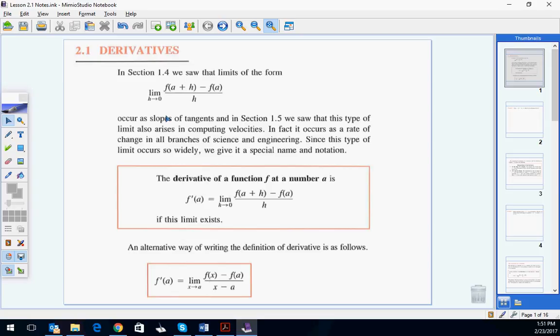So in this section, we've already seen this, f of a plus h minus f of a over h as h approaches 0 occurs for slopes of tangent lines. In Section 1.5, we saw this type of limit also arises in computing velocities. In fact, it occurs as a rate of change in all branches of science and engineering. Since this type of limit occurs so widely, we give it a special name and notation. The derivative of a function f at a number a is this, which we're familiar with.